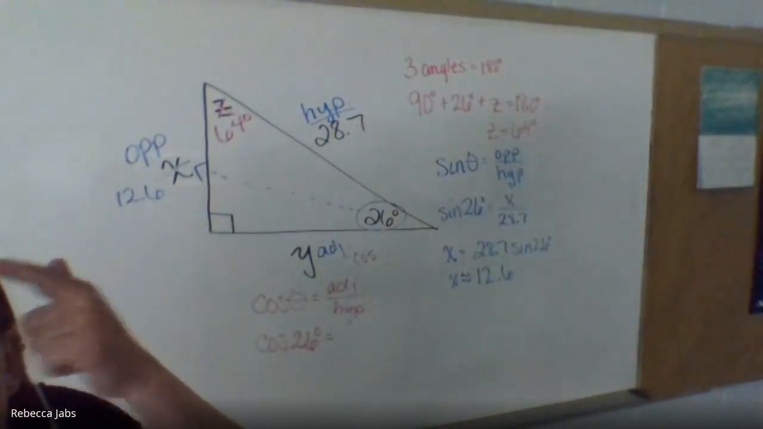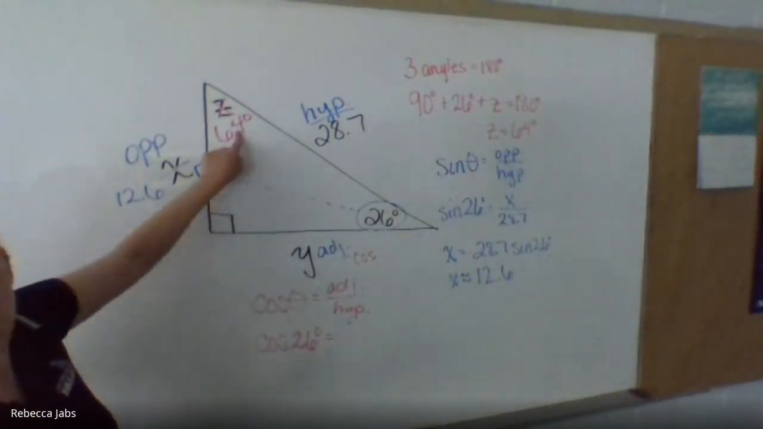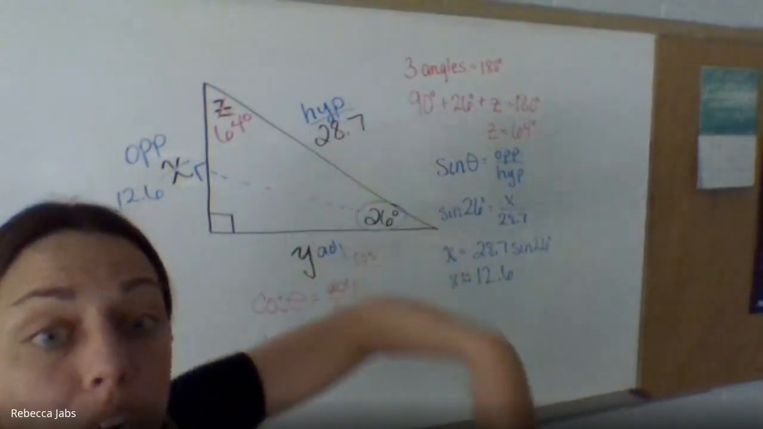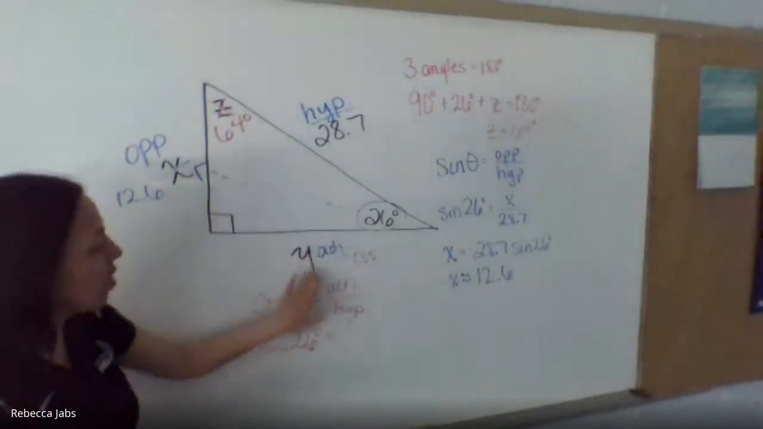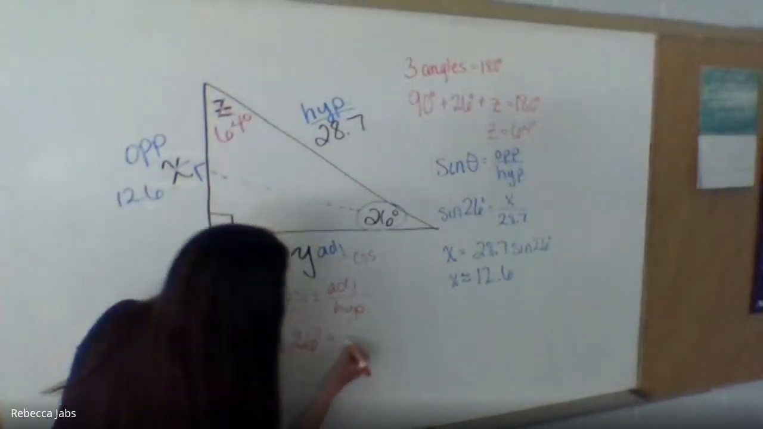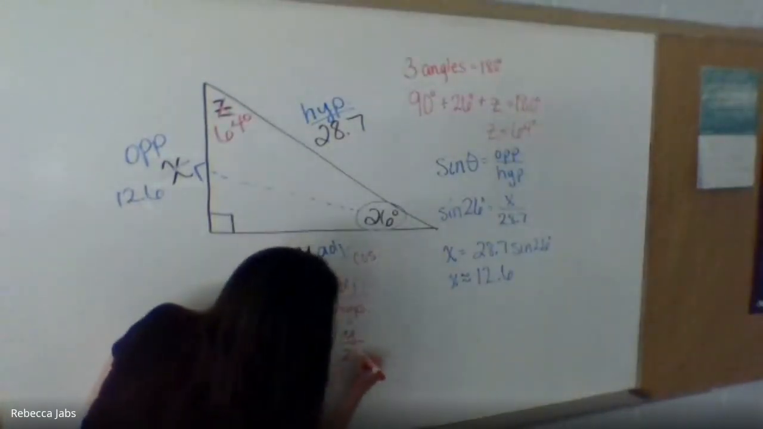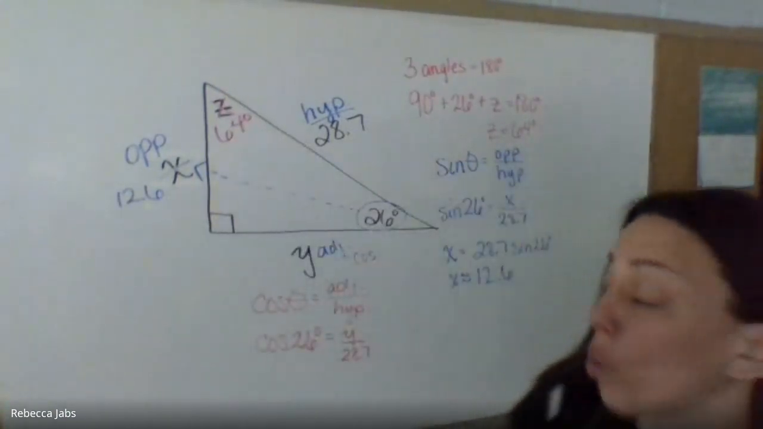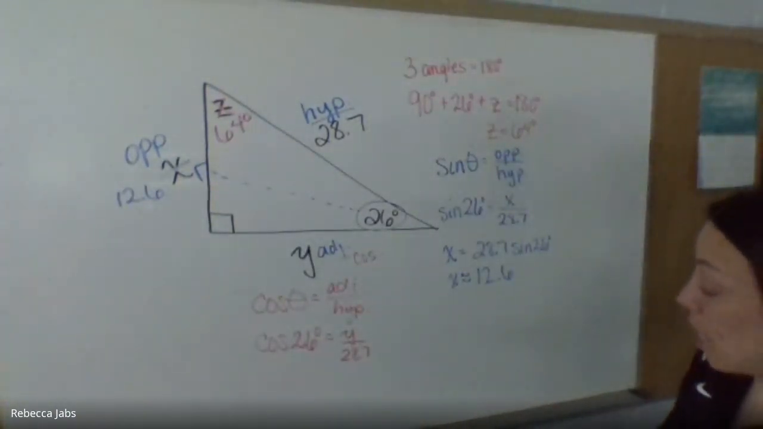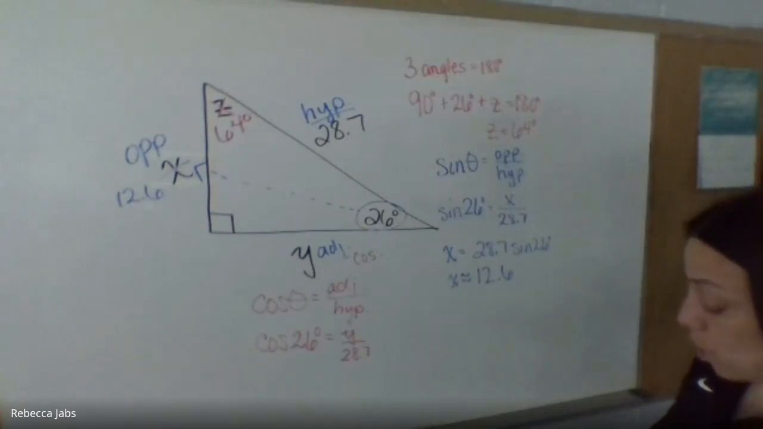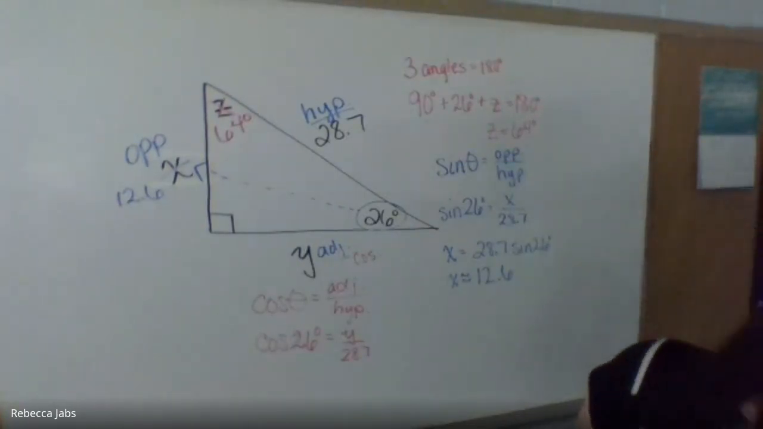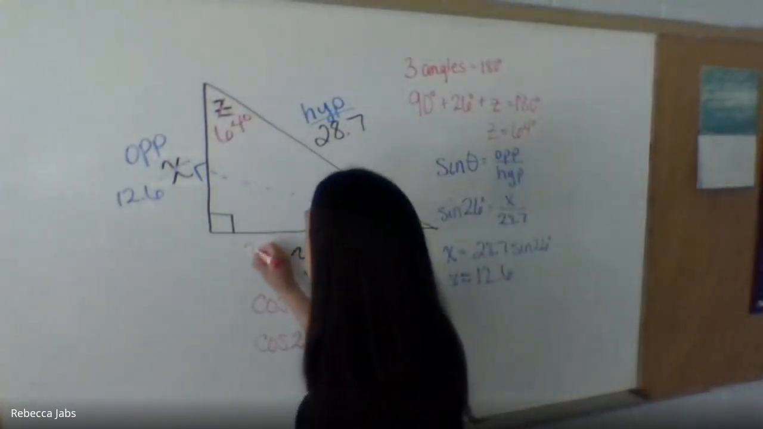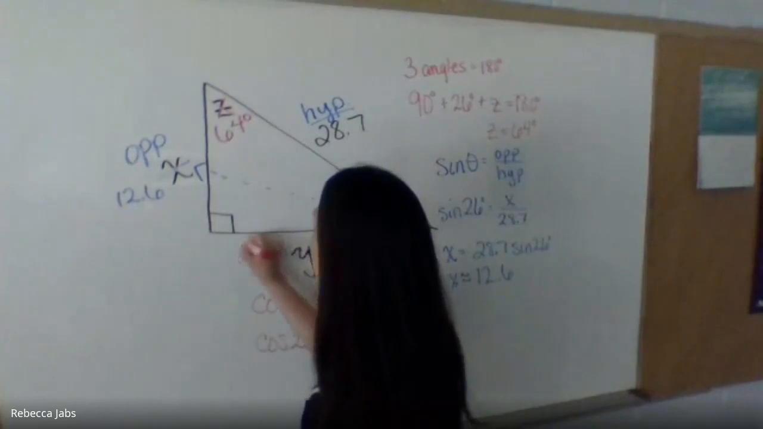Somebody might be thinking in their head right now, but Miss Jabs, y is across from 64. I actually probably could have used the sine of 64 because that's across from that, but it's next to the 26. That's why I have to use cosine. It would be y over 28.7. Again, your number is in the bottom, so we will multiply. So I'm going to do 28.7 cosine of 26. And it looks like that one is about 25.8.